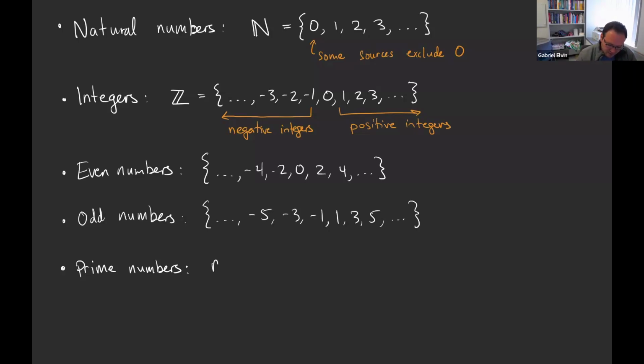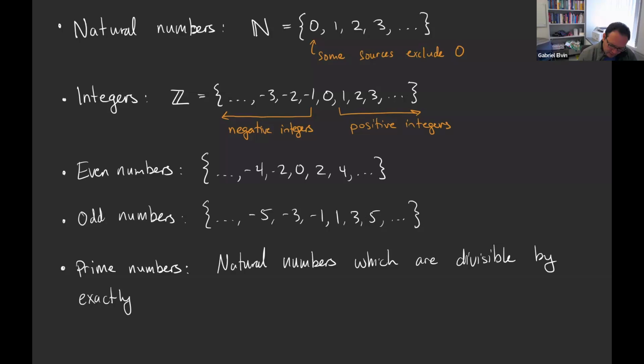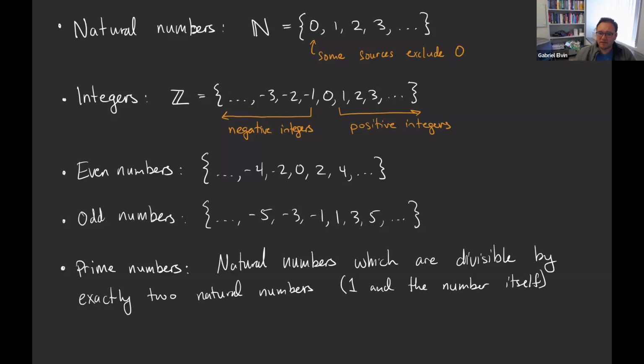So again, these are the natural numbers, or I should say the positive natural numbers. No, I can say natural numbers, which are divisible by exactly two natural numbers. That's 1 and the number itself. So it's just numbers that can't be broken down into smaller factors.